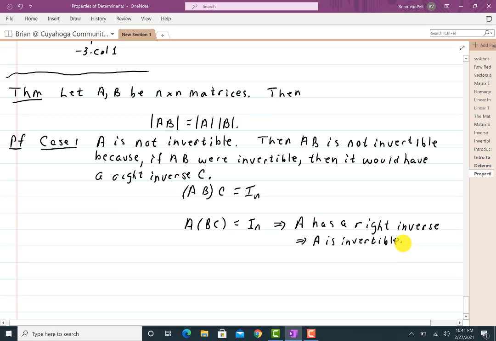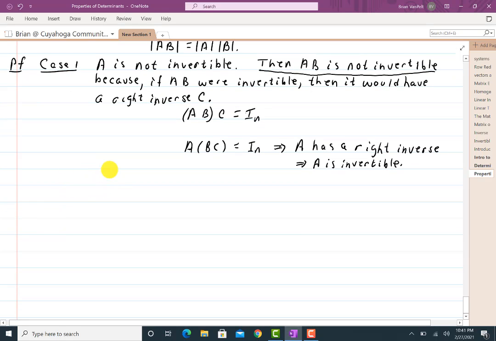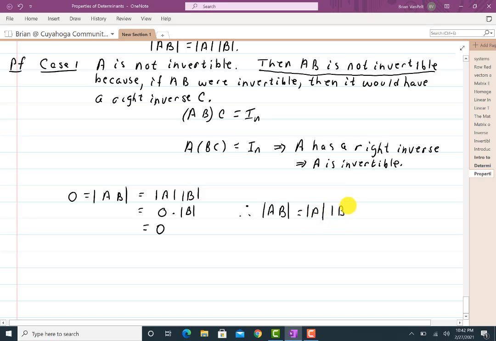We're not doing any of that stuff. So we know that AB is not invertible. All this stuff can't happen. So we do know this. In this case, then, 0 is equal to the determinant of AB because the determinant of AB is 0 because it's not invertible. Well, this equals the determinant of A times the determinant of B. Even though I don't know what the determinant of B is, I know that A is not invertible, so its determinant is 0. So in this case, I have the determinant of AB equals the determinant of A times the determinant of B.